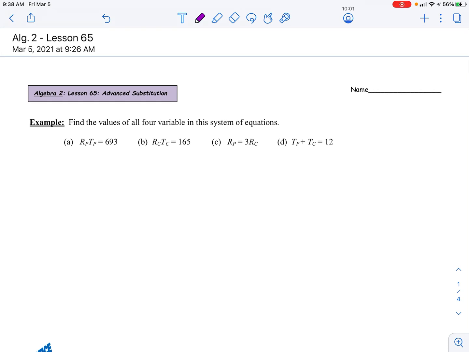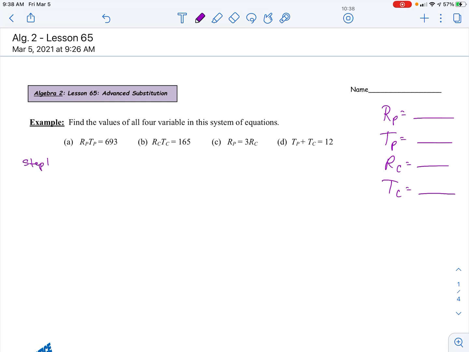We have 4 equations. RP times TP is 693, and all the way across, you might want to take a moment to look at all of those. And then off to the side over here, let me find my packet. Off to the side, I'm going to make a little bubble where we're going to write down all the variables that we're solving for. So RP, we're going to solve for TP, we're going to solve for RC, and we're going to solve for TC. Okay, so there's our 4 variables we're trying to solve for.